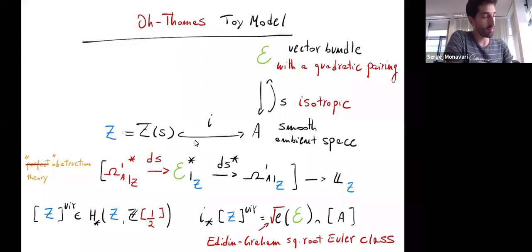The idea is that before we had a two-term complex mapping to the truncated cotangent complex. Here instead we have something slightly different. We still have an obstruction theory, but the obstruction is not perfect anymore because now it's given by three terms. So let's see what the terms are here.